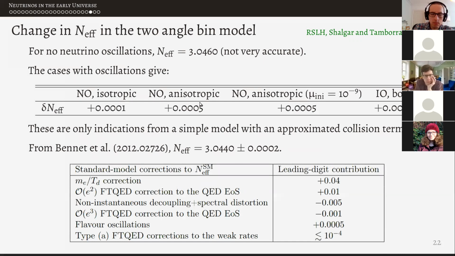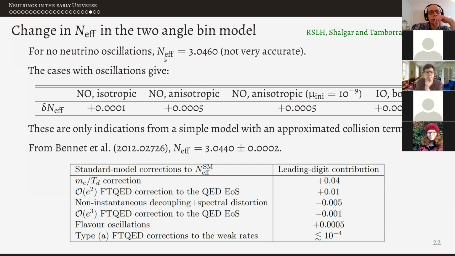If we get back to the effect on N_eff, the model that I have shown here gives an N_eff of 3.0460 if we have no oscillations. That's not accurate at all. The model has a lot of assumptions, but it's quite precise. So we can look at differences between different models with different assumptions.